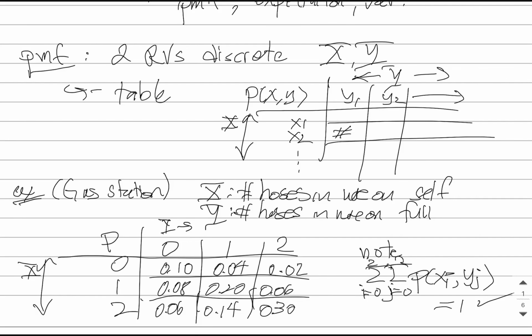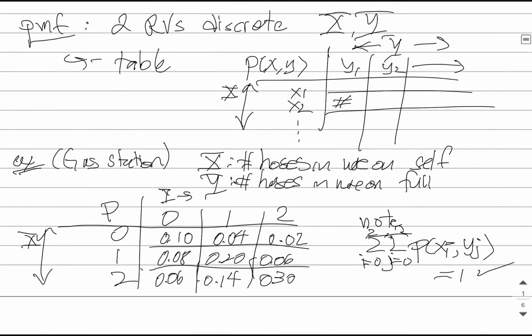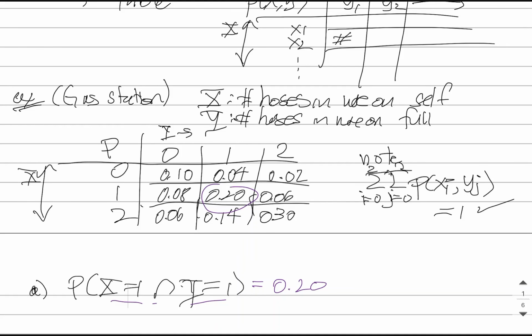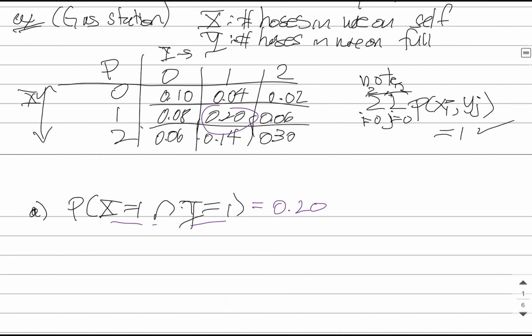So as I mentioned above, what we are trying to do is extend our ideas to this situation. So for example, if we are asked for something like the probability that x is 1 and y is 1, there's no work involved here. We just go to the table and look for the entry where x is 1 and y is 1. So it's pretty clear to see that this is just 0.2.